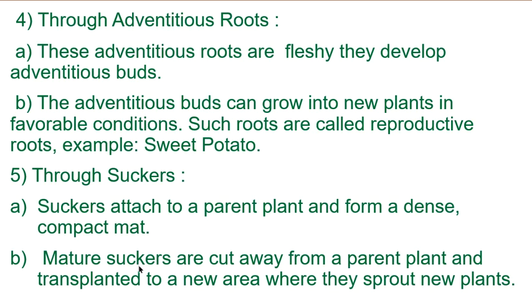Then suckers attach to the parent plant and form a dense compact mat. That means when the suckers grow, they grow so fast and so densely that it looks like a mat. Mature suckers are cut away from the parent plant and transplanted to a new area where they sprout new plants. It is the advantage of suckers that if you detach a matured sucker from the parent plant, it can be transplanted in new soil and a new plant will grow there.